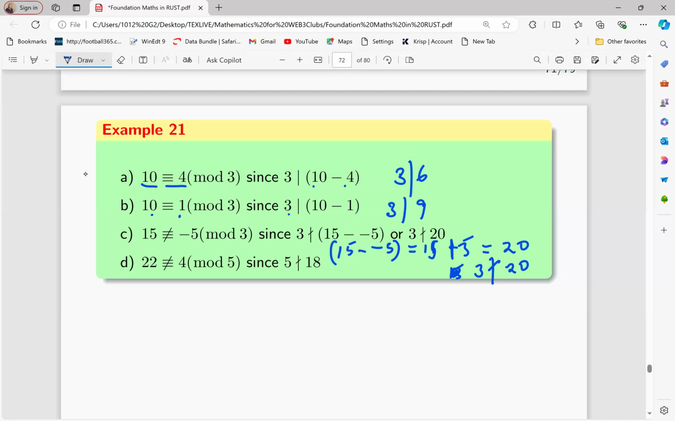And the last example here: we take 22, subtract 4 from it, and we get 18. Does 5 divide 18? The answer is no. 5 does not divide 18. Therefore, it's true that 22 is not congruent to 4 mod 5.